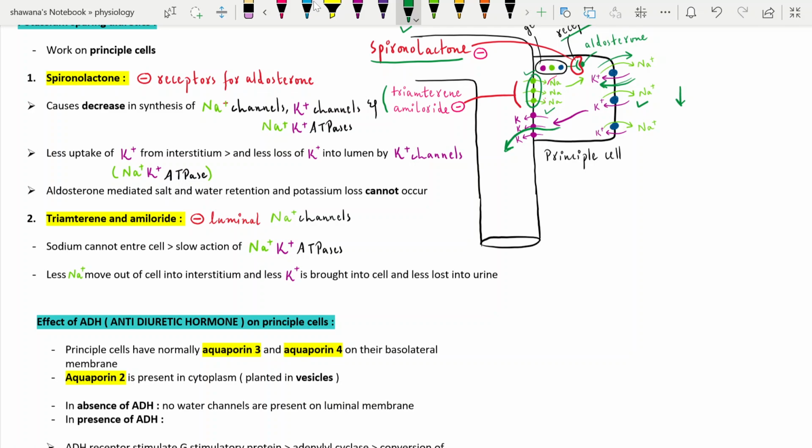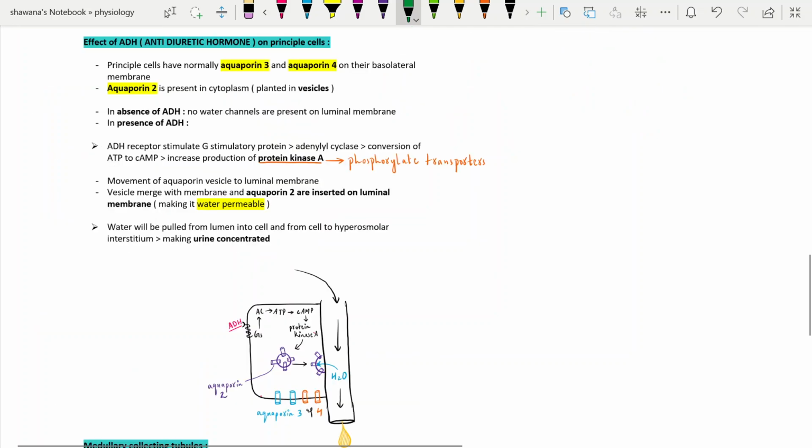Our last discussion is about the effect of antidiuretic hormone on the principal cells, and it is very important because antidiuretic hormone is antidiuretic. It means that it will not promote diuresis. So how does it work?